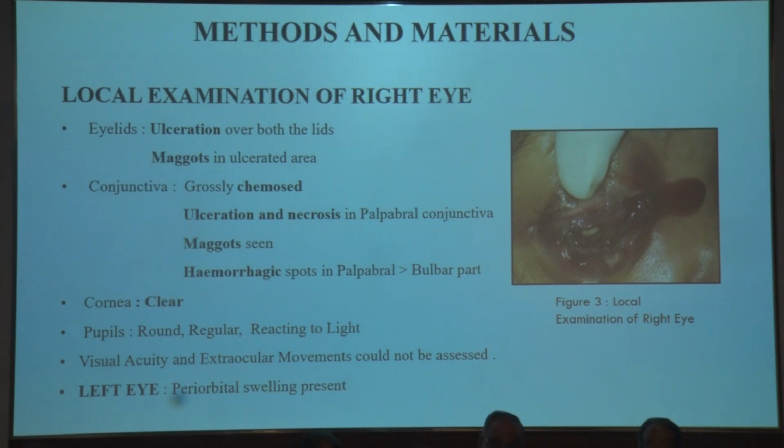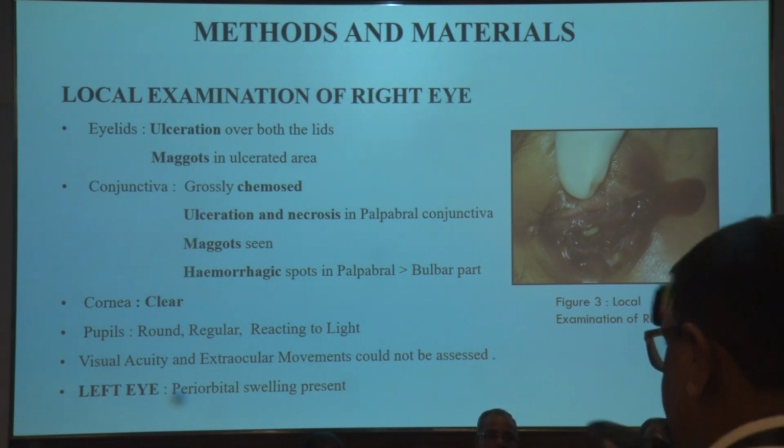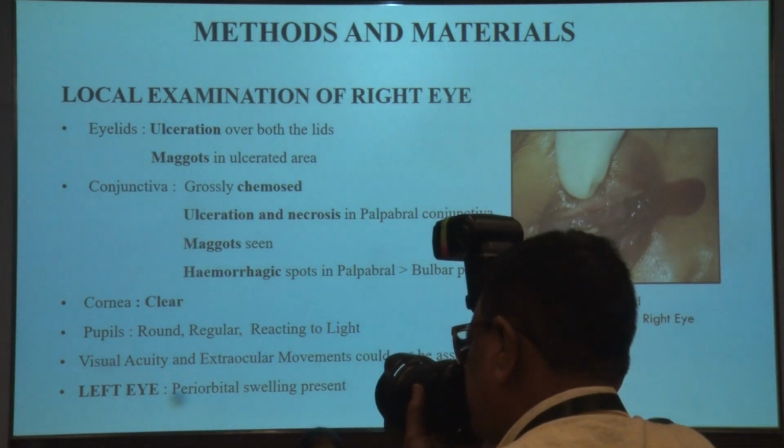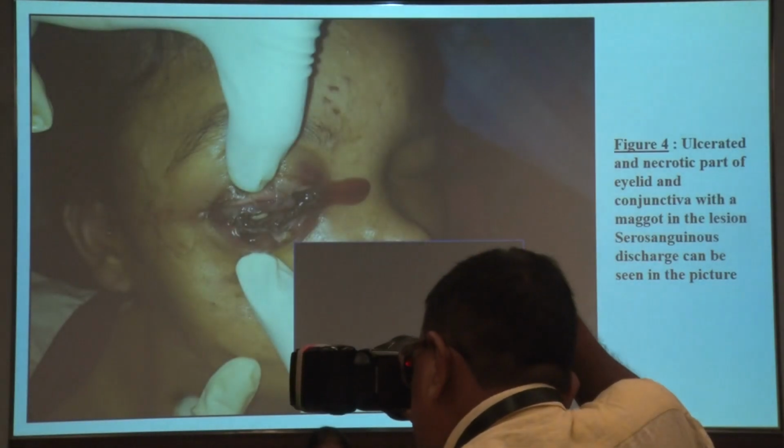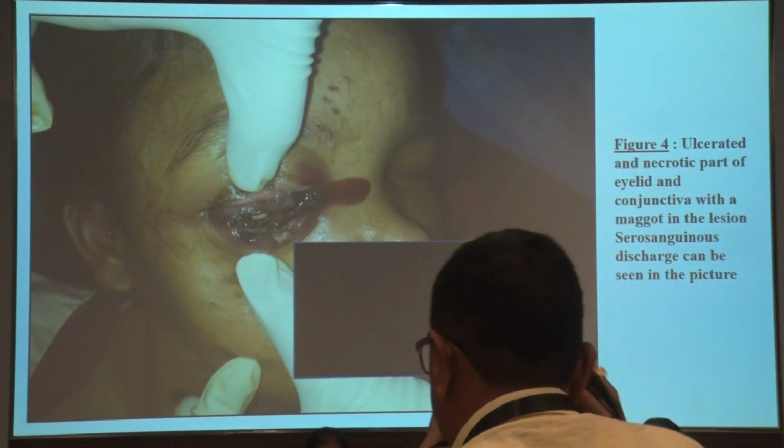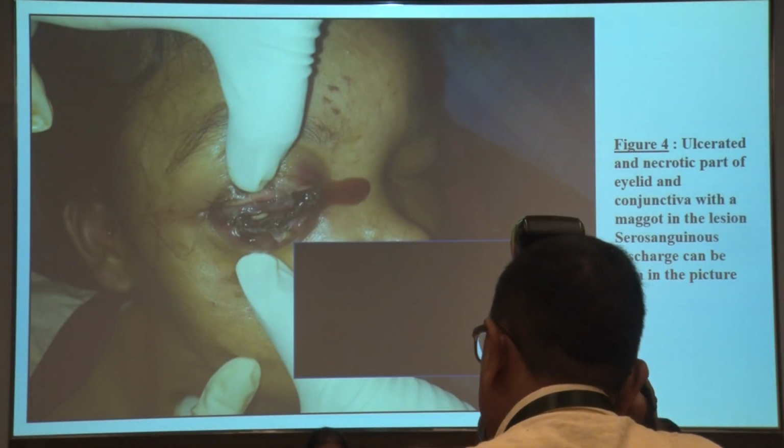Coming to the local examination of the right eye, ulceration and maggots were seen in both the lids of the right eye. Conjunctiva was grossly chemosed. Ulceration and necrosis was seen more in the palpebral conjunctiva along with some hemorrhagic spots. However, the cornea was clear, and the pupil was round, regular, reacting to light. Visual acuity and extraocular movements could not be assessed at that time as the patient was not oriented. In the left eye, periorbital swelling was found. This is the clinical presentation of the patient at the time.